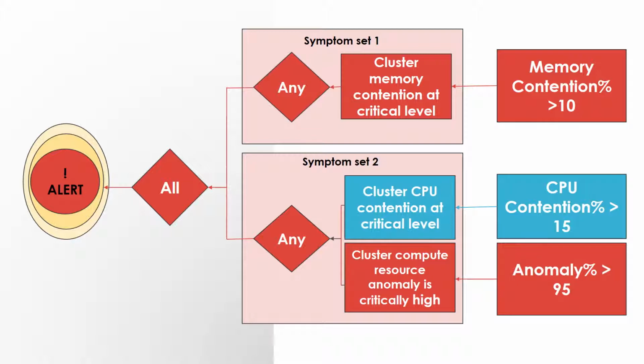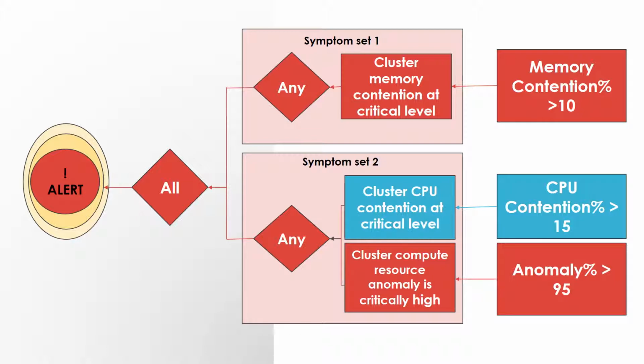Now, coming to the symptom sets and the conditions in them, for symptom set 1 to be true, we only need any one of the conditions to be true. And since it contains just one symptom and that symptom is evaluating to be true, symptom set 1 evaluates to be true. Now, coming to the second symptom set, we have two symptoms out of which only one is evaluating to be true and the second one is false. But since we have the condition any, we only need one of the symptoms to evaluate to true for the symptom set to evaluate to be true. So, coming to the alert's condition, it needs all of the symptom sets to evaluate to be true for the alert to be true or triggered.